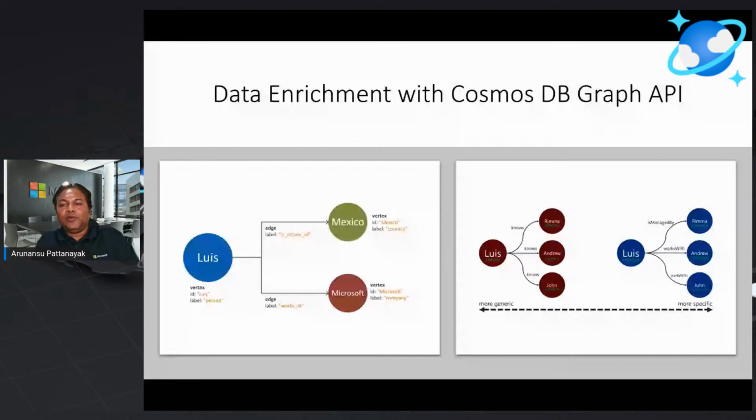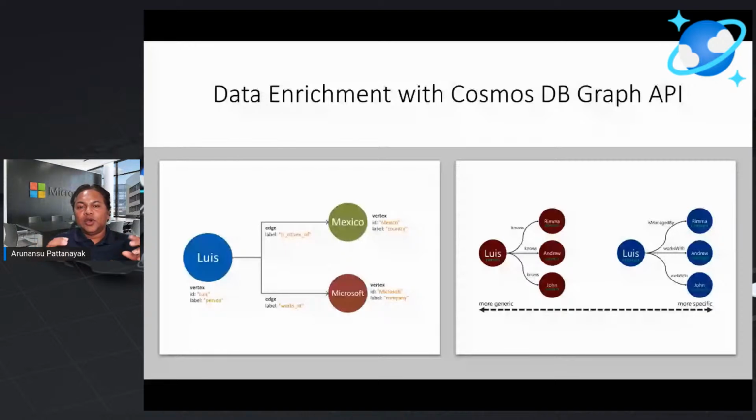And by the way, Louis also knows Rima and Andrew and John, and the relationship between them is that Louis works with Andrew, and Rima is Louis' manager, and John is another co-worker of Louis, right? So you can have this graph representation to better represent your KYC and know who your customer interacts with, right? All of this can be queried.